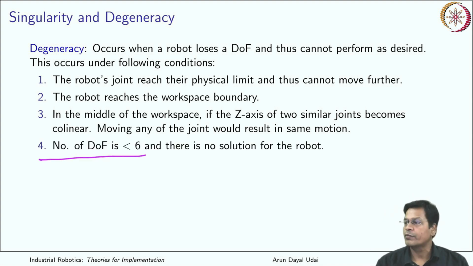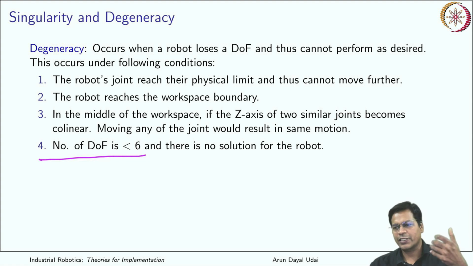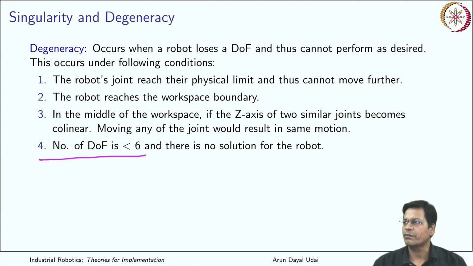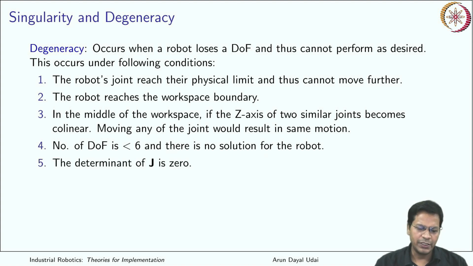The number of degrees of freedom of the robot is less than 6. That is maybe a case with Scara when it is a 4 degree of freedom robot. You have seen it cannot roll, it cannot pitch, but it can do XYZ translation and it can rotate about the vertical axis. So it can do 4 motions; 2 of them were absent, that is roll and pitch motion of the end effector. So it doesn't have any solution over there. That is also causing some sort of degeneracy. We'll talk about this. So the determinant of J is 0. This is exactly the case of singularity.